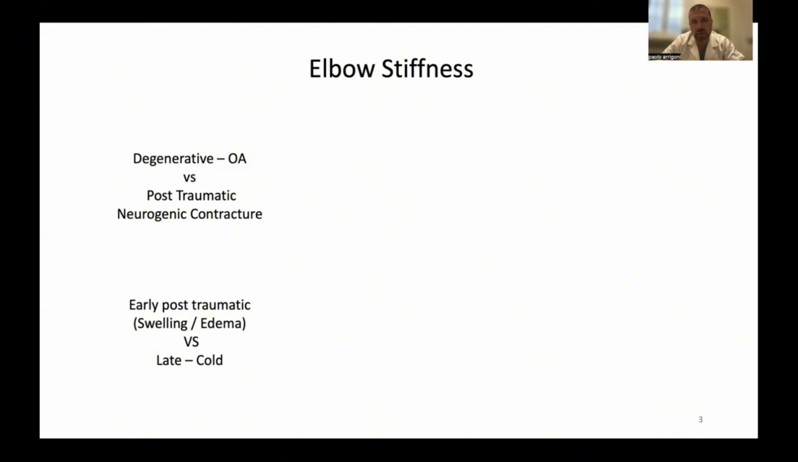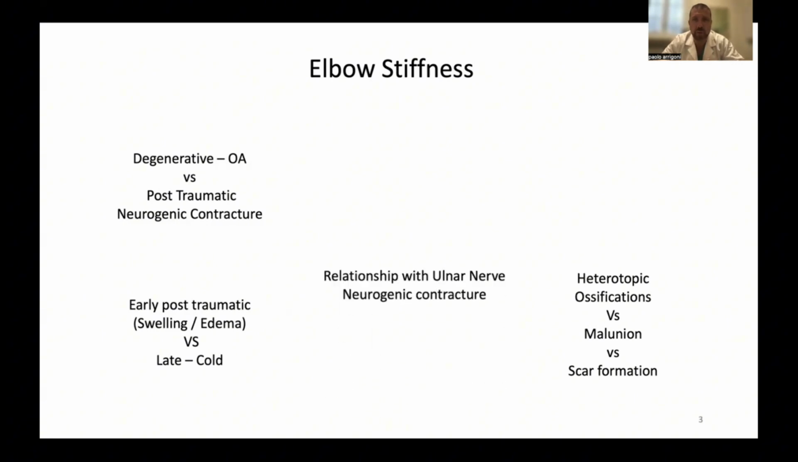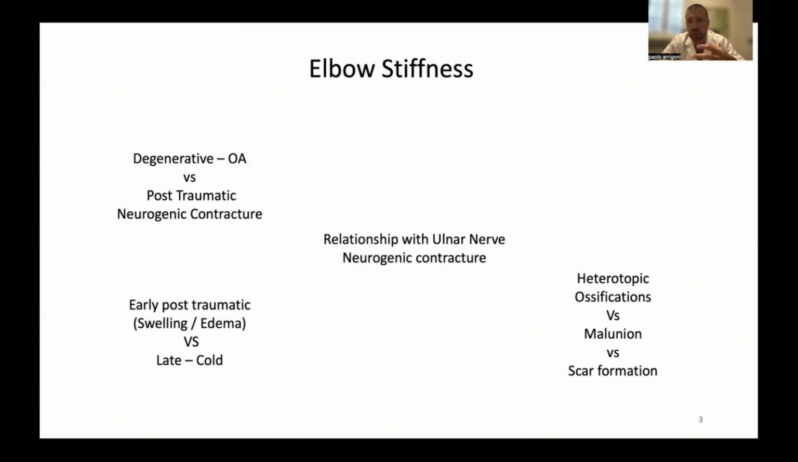Normally, the very first scenario can be accompanied by some swelling and edema, and another situation is to have a late or a cold elbow. That is completely another story. Another situation that can be absolutely different is to have heterotopic ossification versus malunion versus scar formation. Those are different situations. So when we're talking about a stiff elbow, we have to deal with all these kinds of situations.